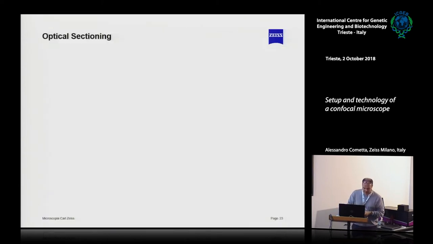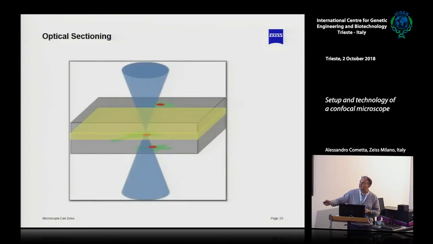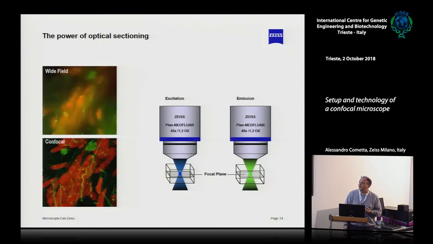Okay, going a little bit deeper in the difference between fluorescence and confocal microscope. What is the difference? The difference is the optical sectioning. What does optical sectioning mean? Optical sectioning means that I would like to put my sample under a microscope, and I don't want to cut my sample physically, but I want to acquire just a small slice of my sample. So instead of acquiring everything, I want to acquire just the slice that is in focus. What happens if I compare with a standard wide field microscope?